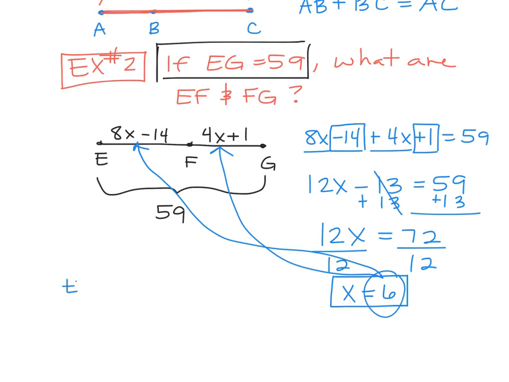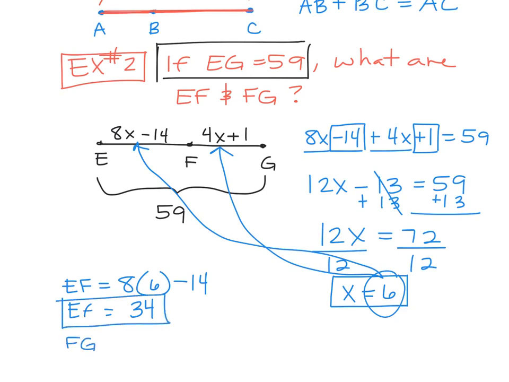So EF is 8 times 6 minus 14. How's your mental math after a summer away from math? What's 8 times 6? 48. 48 minus 14 is 34. Okay, so EF is 34. FG, you're doing 4 times x plus 1, 4 times 6 plus 1, 25. So FG is 25.